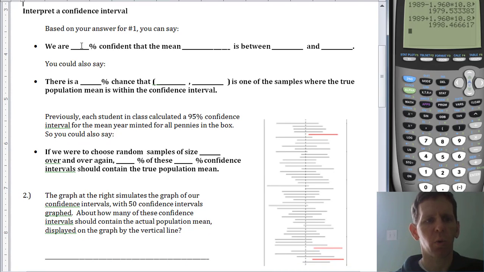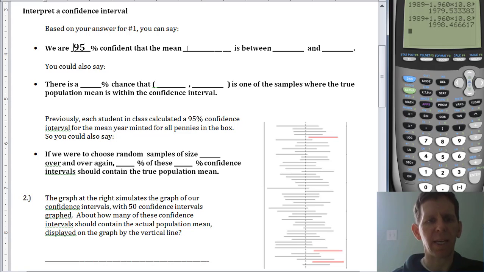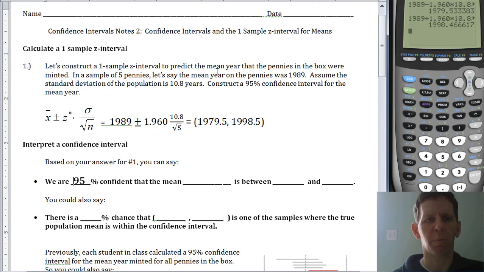We're going to say we are 95% confident that the mean, in the problem it says mean year. So we're looking for the mean year. It says this twice, so that's what we're looking for. The mean year is between the two numbers we got, 1979.5 and 1998.5.